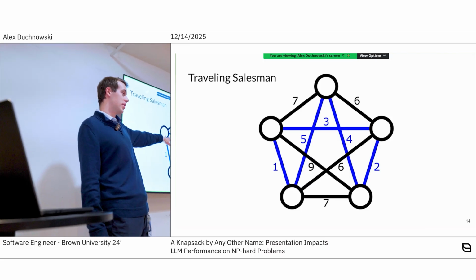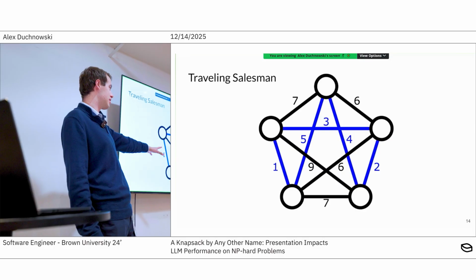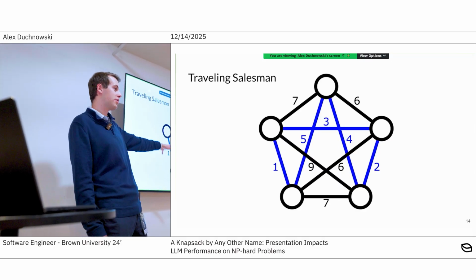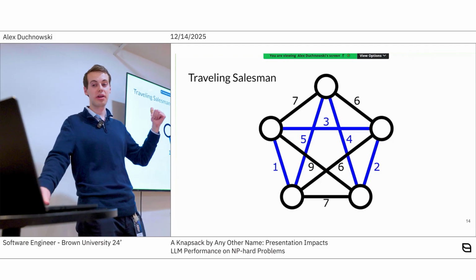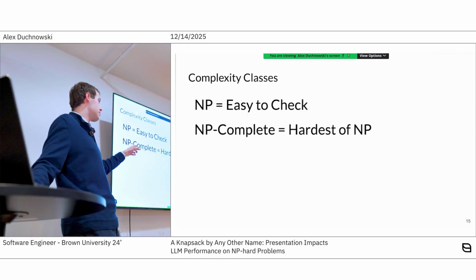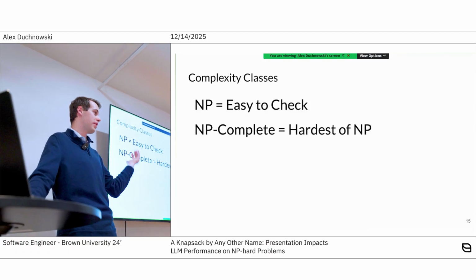And now that Keegan showed it to us, you can very easily look at this and say, yes, you hit all 5 nodes in order, you come back to where you started, and it's 15. So that means it's easy to check. That makes traveling salesman an NP problem. Now, NP complete problems are the hardest within this class of NP problems.